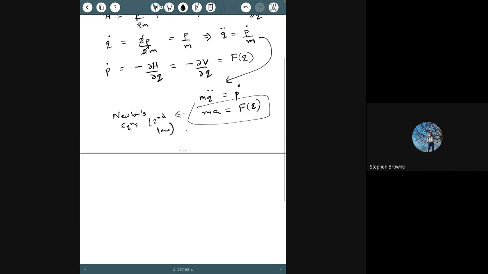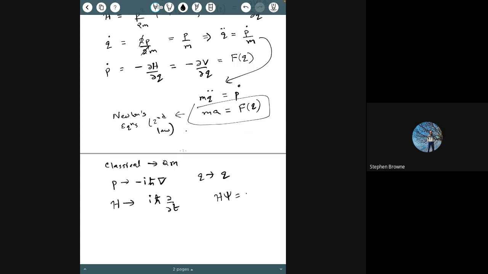This is it. And then what is the recipe for going from classical to quantum mechanics? The two replacements that we do are p goes to minus i h cross del, which is the momentum operator. Position stays as position, and the Hamiltonian, if you wanted to transform that directly, becomes i h cross del del t. So this is what features in the time dependent Schrodinger equation, which is H psi equal to i h cross del del t of psi.